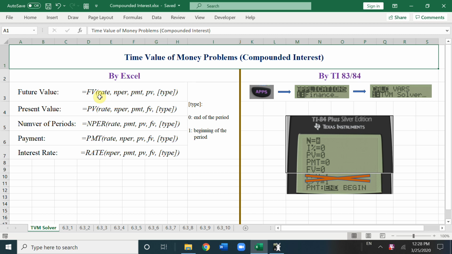Suppose the given arguments are rate, NPER, then PV. Since PMT is in front of PV, then you have to input 0. For the graphing calculator TI-83/84, press the key APPS, then choose 1 Finance and choose TVM Solver. Here we ignore P/Y, C/Y, focus on the first 5 arguments and the last line, END and BEGIN, matching the type.